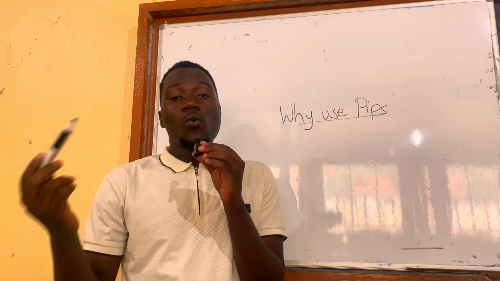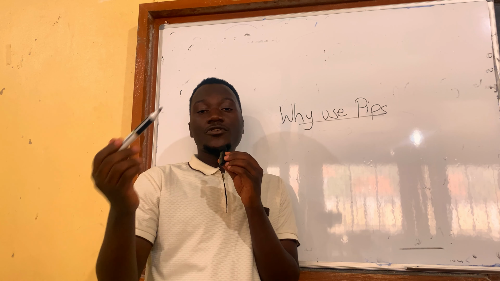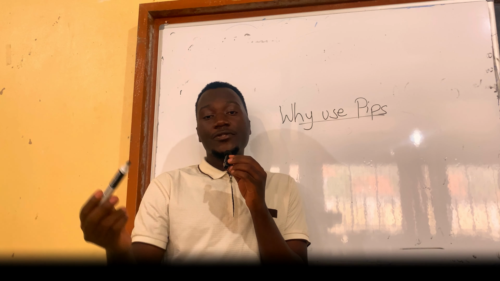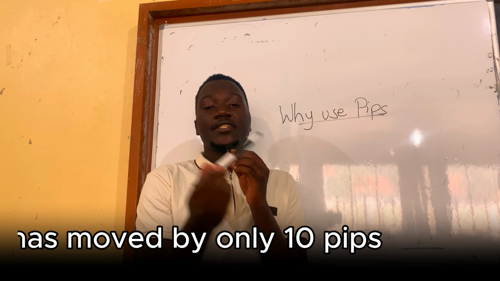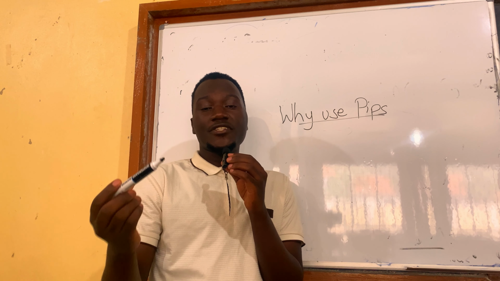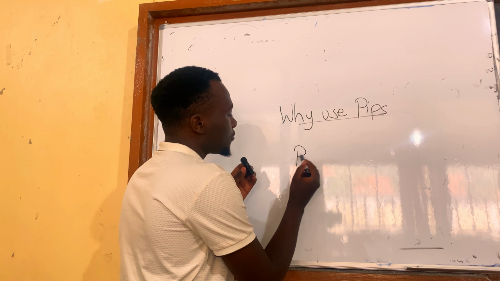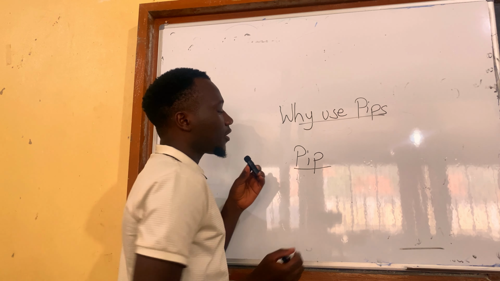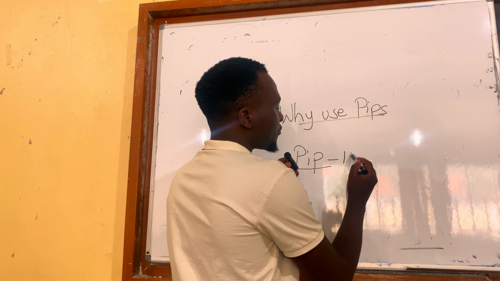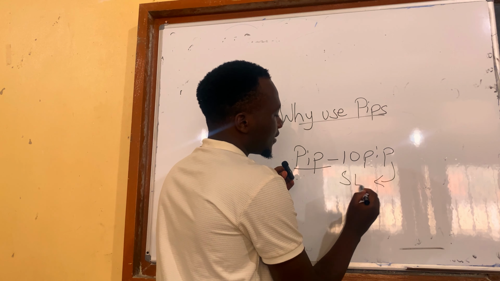Okay, so now why do we use pips? Instead of saying that price has moved from 0.001 to 0.009, traders are going to say that price has moved by only 10 pips. So what does that simply mean? It is simply easier to measure and calculate using the word pip. When you are using pips like this, it is easy to calculate and measure profits or losses. For example, let's say you want to say, I'm going to risk 10 pips. That means that your stop loss is going to be 10 pips.